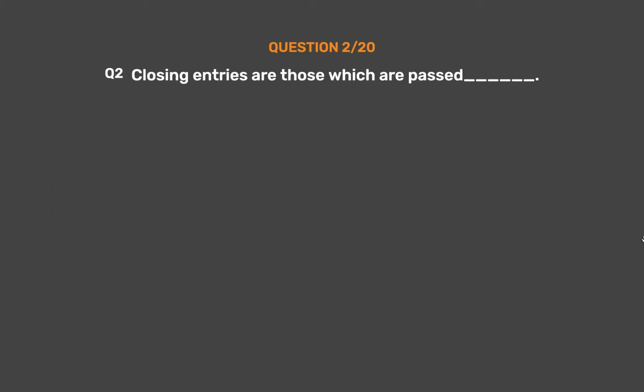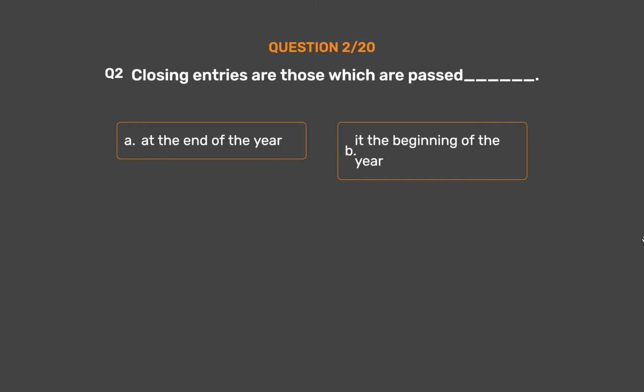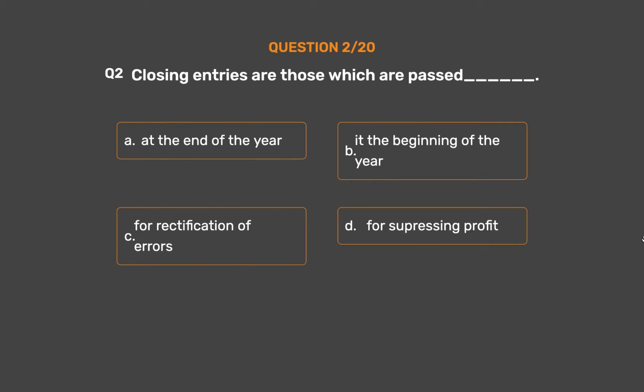Question number 2. Closing entries are those which are passed underscore. Option A. At the end of the year. Option B. At the beginning of the year. Option C. For rectification of errors. Option D. For suppressing profit. The correct answer is Option A. At the end of the year.